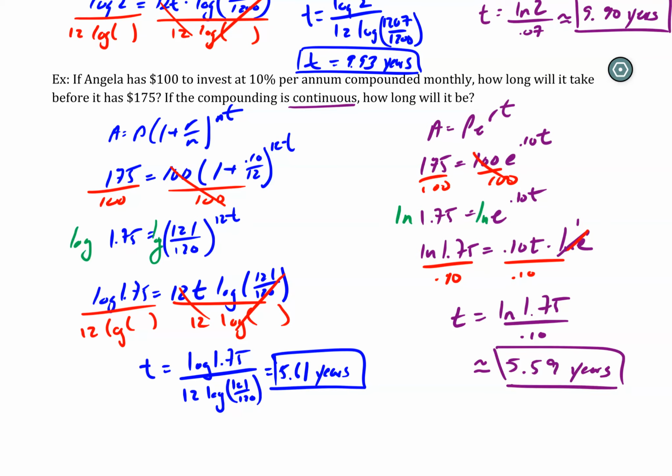So in this case, for her to increase that $100 by $75, either version of this at this specific rate grows kind of slowly here, but it would take over 5 years to accomplish that task. But that's the process. So being able to solve them using logs is very helpful, and we'll utilize this a little bit more.